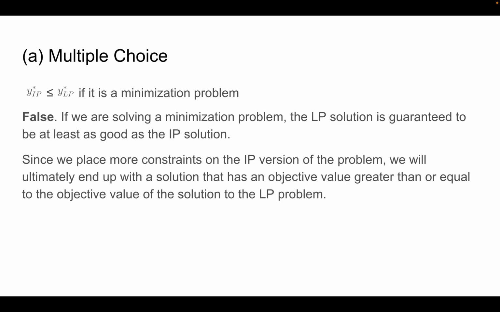Secondly, y star IP is going to be less than or equal to y star LP if the problem we're solving is a minimization problem. This is also false because if we're solving a minimization problem, then the LP solution is guaranteed to be at least as good as the IP solution.